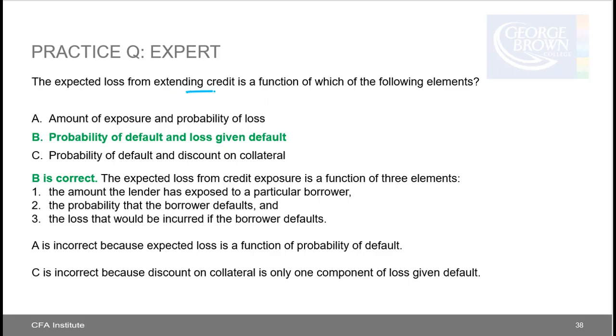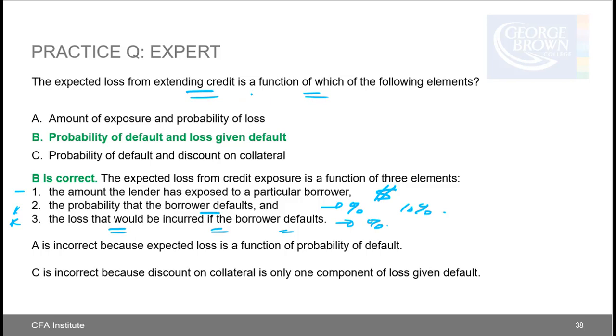The expected loss from extending credit is a function of three elements. So number one is the amount that the lender is exposed to a particular borrower. So that's easy to remember. How much did I loan? But then it's these two points. It's the probability that the borrower defaults. So that's going to be some type of percentage. Our probabilities are given as a percentage, like a 10% probability that they could default. And also it's the loss that would be incurred if the borrower defaults. So again, it might be what percentage of the loan could be lost.